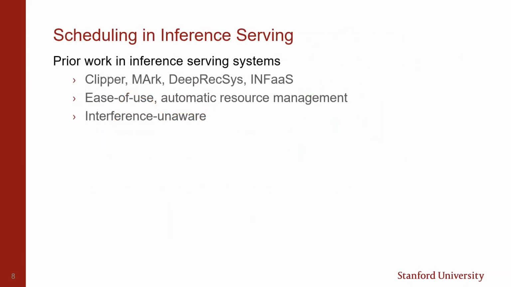Now that we've seen some of the challenges in interference-aware scheduling for inference-serving systems, let's start talking about some prior work in inference-serving systems. There has been a lot of work done in inference serving systems. These systems on a high level target things such as ease of use and automatic resource management. However, we note that the previously proposed techniques are interference unaware in that they make no attempt to anticipate the effects of collocation on latency.